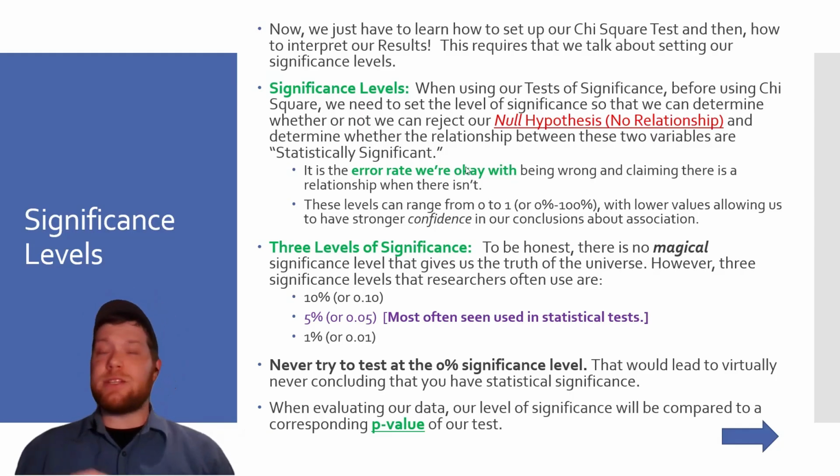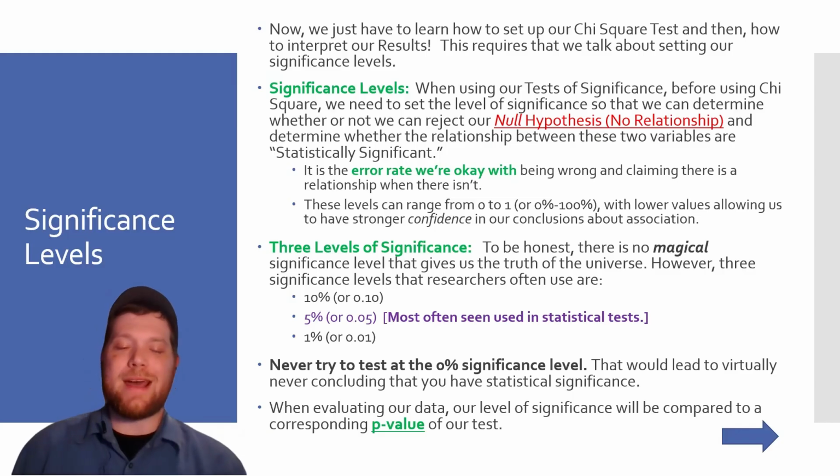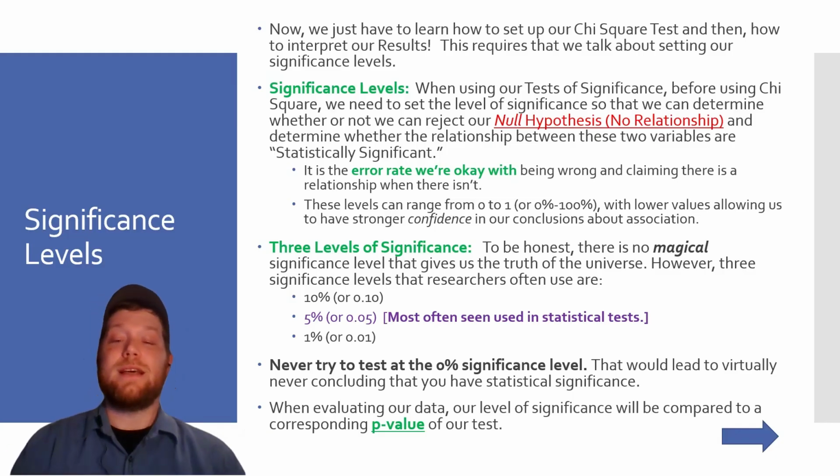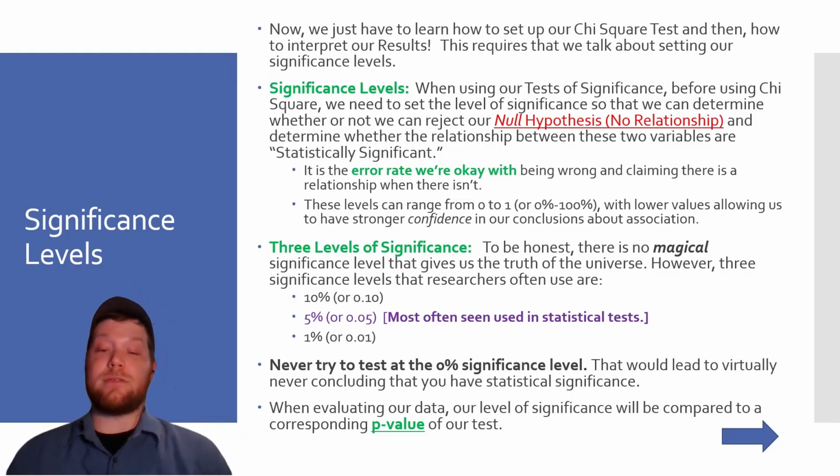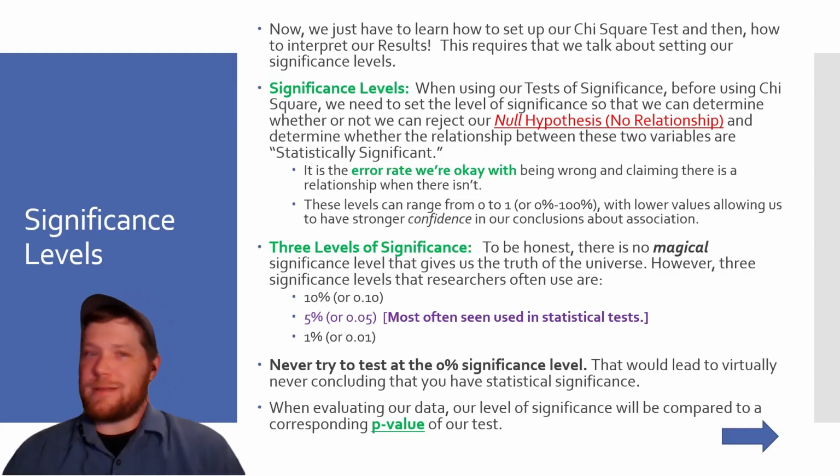Statistical significance, in general, is the error rate that we're okay with. Being wrong and claiming there's a relationship when in fact there isn't. We didn't do anything wrong per se. We just got unlucky. And we got a bad sample that isn't really the best representation. So it told us we had relationships, when in fact we didn't. It's like 8th grade relationships. We think it's a relationship, but it wasn't.